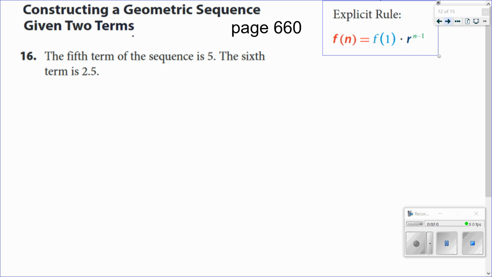So here, they give us the fifth term of the sequence, and they give us the sixth term. The fifth term is 5, and the sixth term is 2.5. In order to write the explicit rule, remember, you need two things. One, you need the first term, and two, you need the common ratio. So the first thing we're going to do is find the common ratio, and we're going to use algebra to do it. Don't let this confuse you, but I'm going to use subscript notation. So instead of having f of n, I'm going to have a sub n, and instead of f of 1, a sub 1. But everything else remains the same.